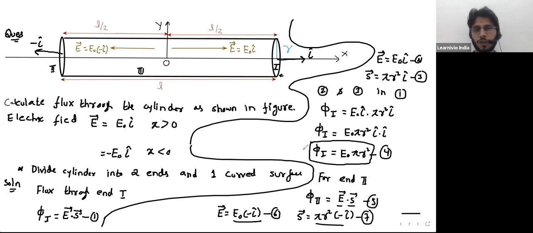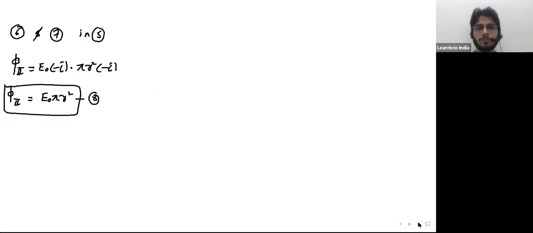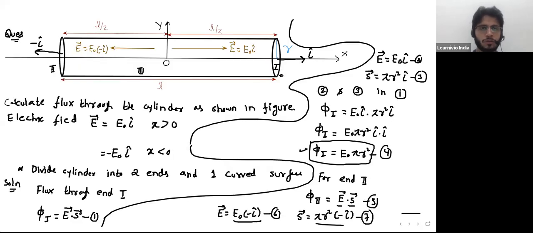Is it clear? Flux through end 1 and then flux through end 2. Yes, sir. Okay, now Shahzada will tell. Shahzada, can you guess what is the value of flux for the curved surface? So it was Q by epsilon naught. No. For this curved surface, what do we say?